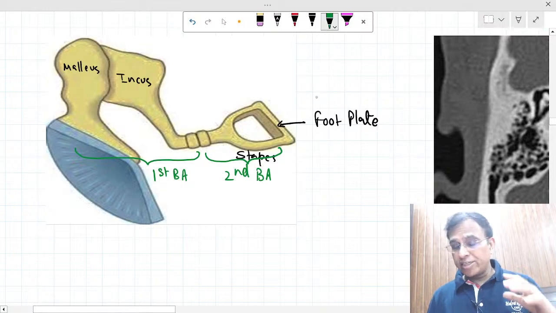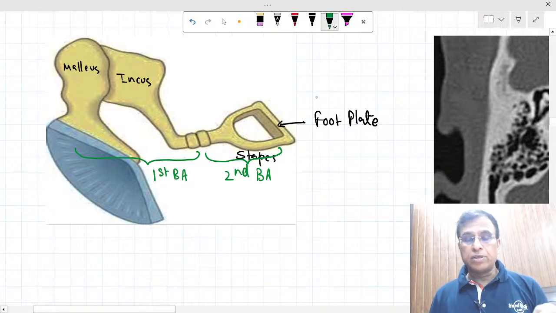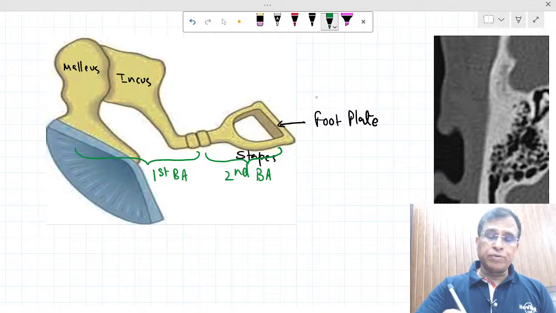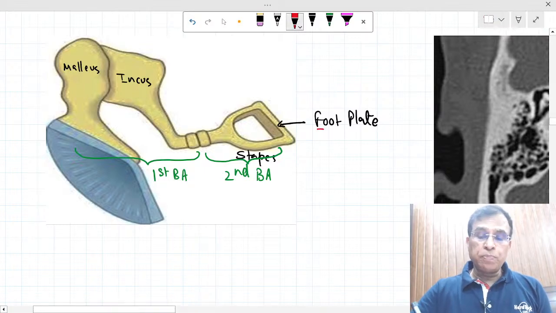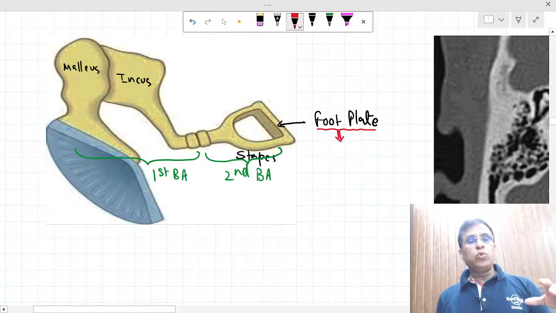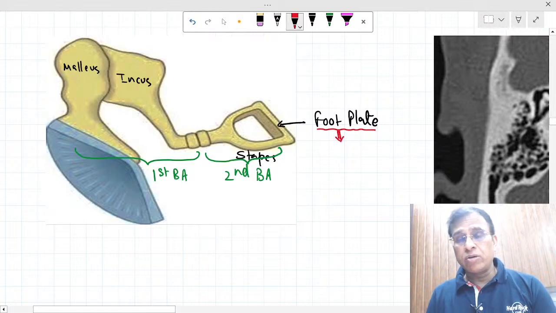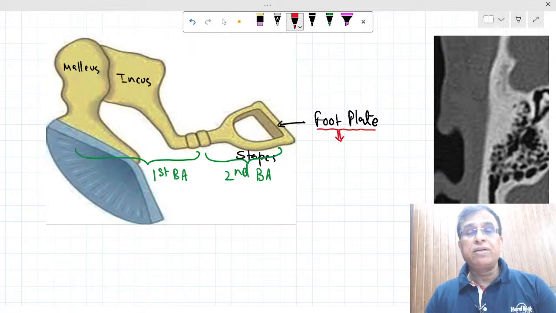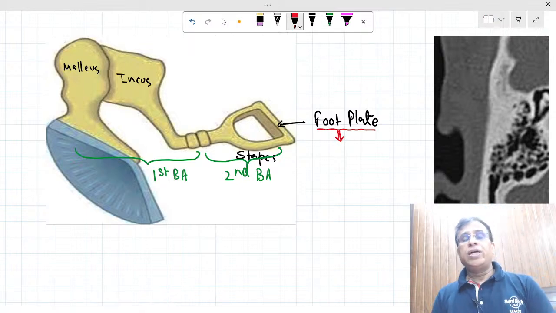But as far as ossicles are concerned, this is less important. What is very important, extremely important actually, is where does the foot plate develop from? This is an extremely important MCQ. Anybody who wants to answer this question, because it's a very commonly asked question, where does the foot plate of the stapes develop from?